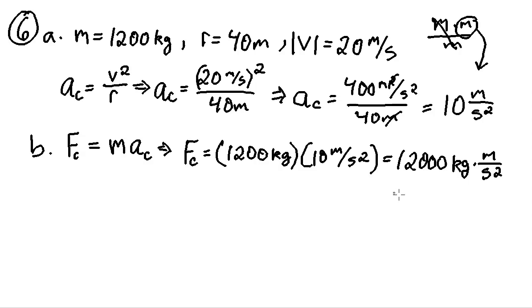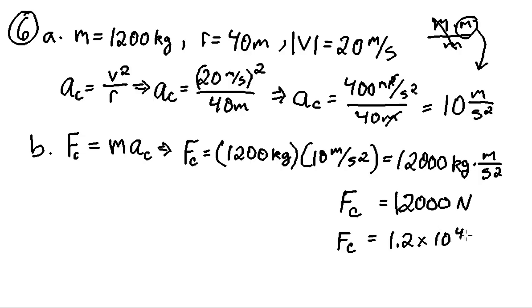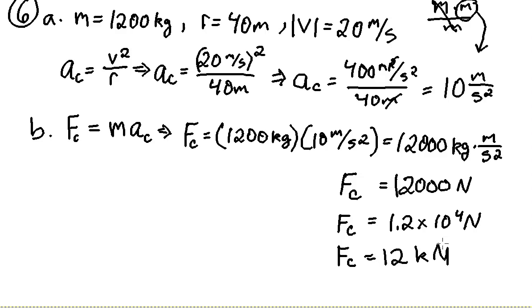Now let's rewrite this a couple different ways. First, since we're dealing with force, we can write 12,000 newtons. Before I jump to the next form, let's write this in scientific notation first. 1, 2, 3, 4. So 1.2 times 10 to the 4th newtons. And finally, we could also write it as 12 kilonewtons.